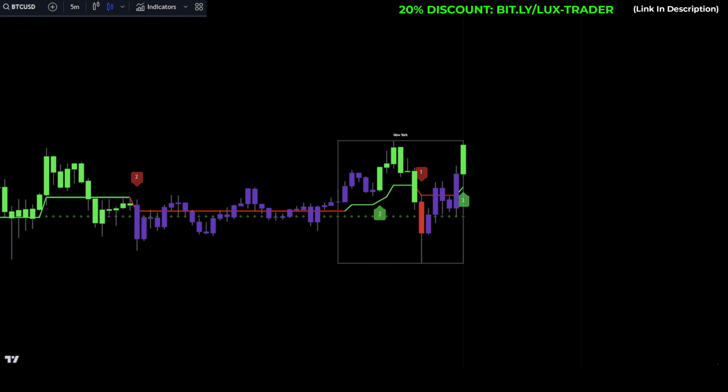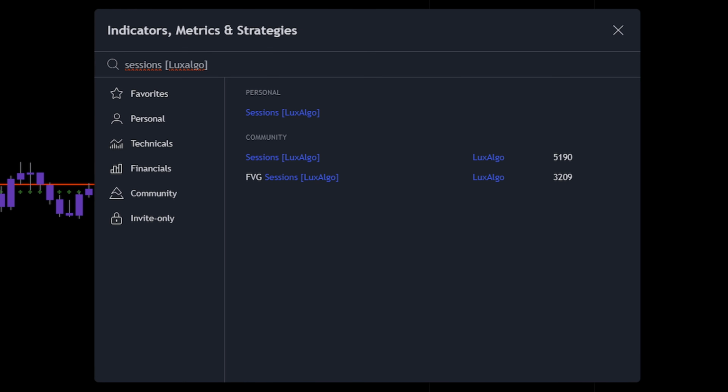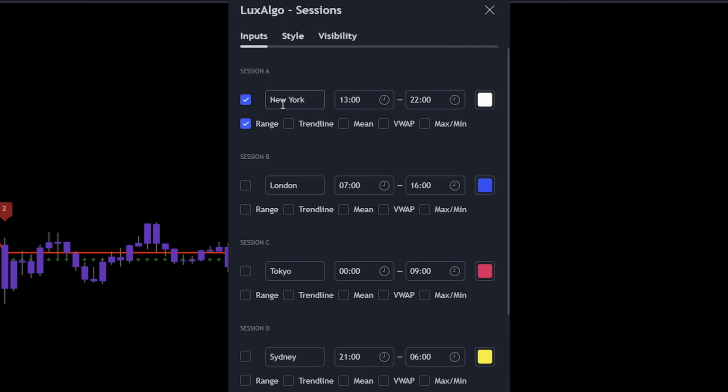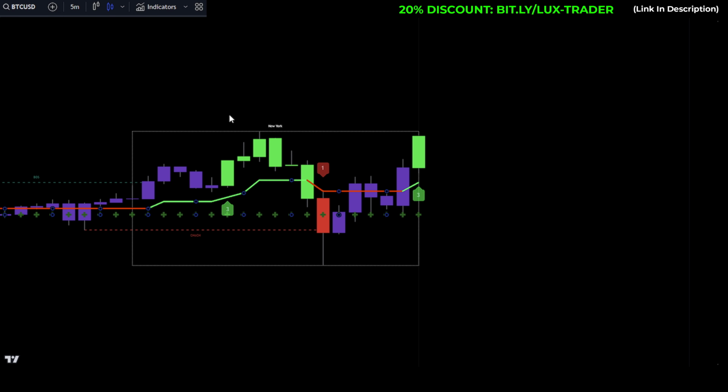Now let's take a look at the rules for trading this strategy, and we're going to start with the rules to enter a long trade. For the sessions, you want to use a free indicator, which is called Sessions by LuxAlgo, and you want to enable only the New York session. As you can see here, the New York session started a few candles ago, and we got this green buy signal with a 3 in it being printed.